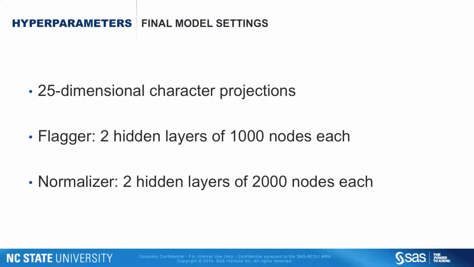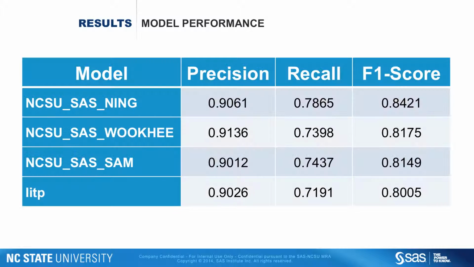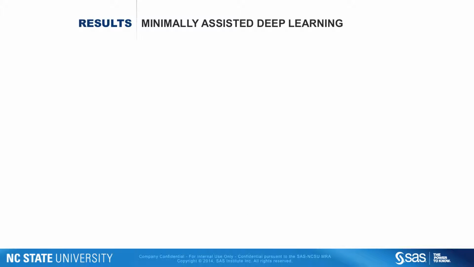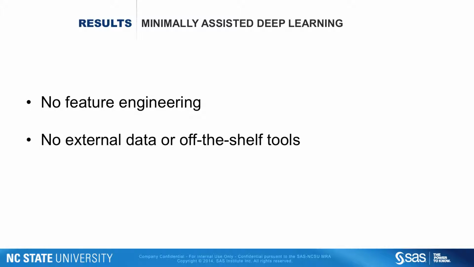So our final model settings use 25-dimensional character projections, and the flagger uses 2 hidden layers of 1,000 nodes each, and the normalizer uses 2 hidden layers of 2,000 nodes each. And with these settings, our model performs quite respectably. It gets 90% accuracy and 74% recall and 81.5% F1 score. And let me reiterate that we achieve this score with no feature engineering, no external data or off-the-shelf tools, and no context whatsoever.